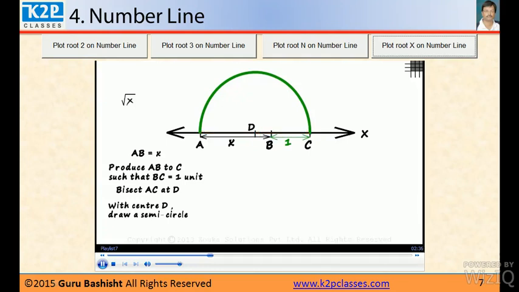Then we come to the final step. We draw a segment from point B to this semicircle such that it is perpendicular to AC. Let's assume the segment meets the semicircle at point E.